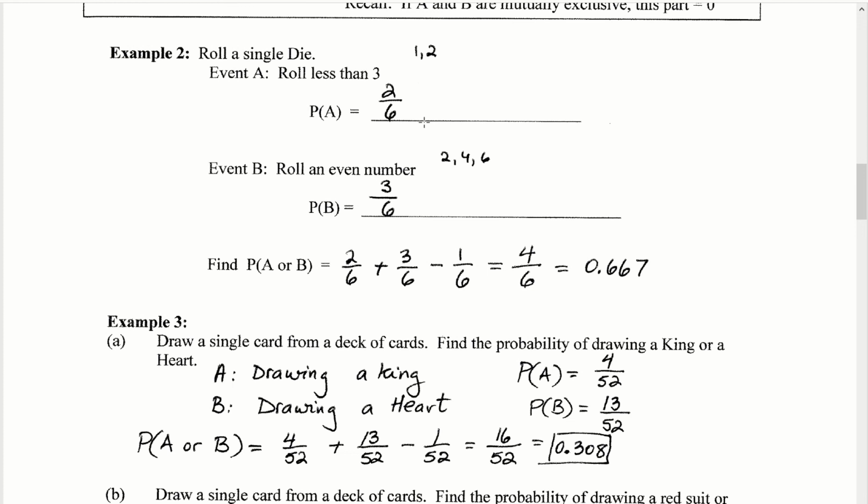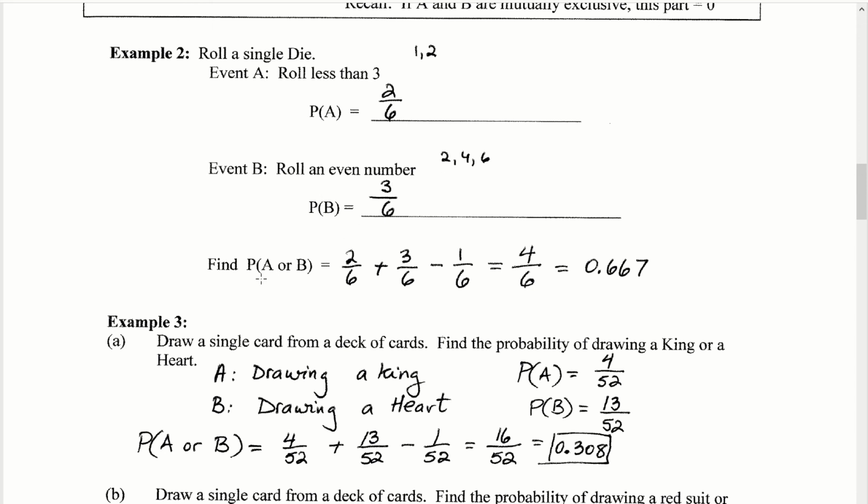Let's take a look at example 2. Let event A be the probability of rolling less than a 3. On a die, the numbers that are less than 3 are 1 and 2, so this would have probability 2/6. Event B, the probability of rolling an even number. Well, the even numbers are 2, 4, and 6. That would be 3 out of 6.